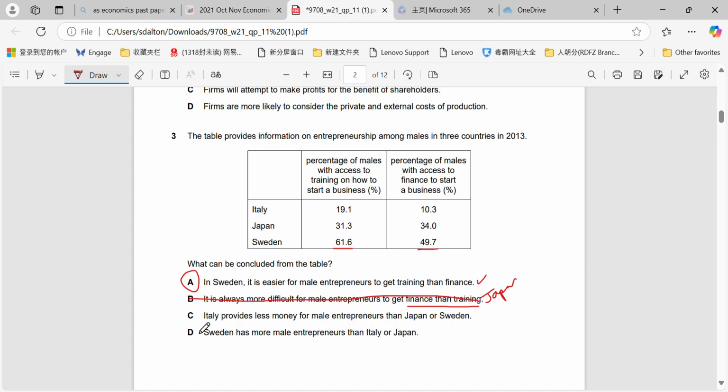Italy provides less money. We don't know that information. We only know the percentage of male entrepreneurs that can get access to either money or to finance. We don't know how much they're getting, and we don't know how many entrepreneurs they have either.